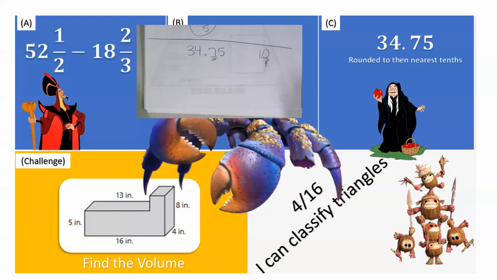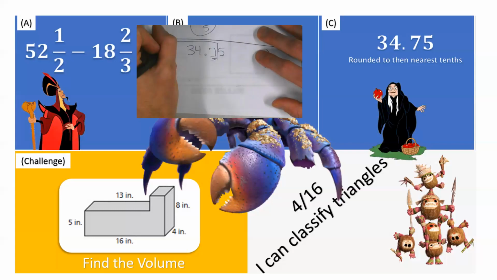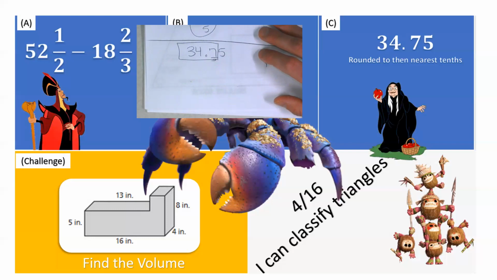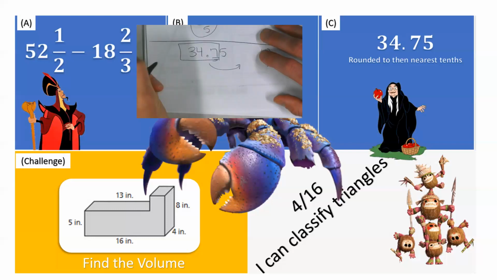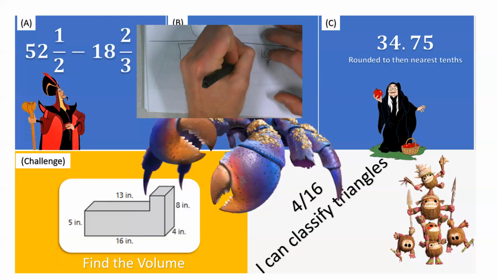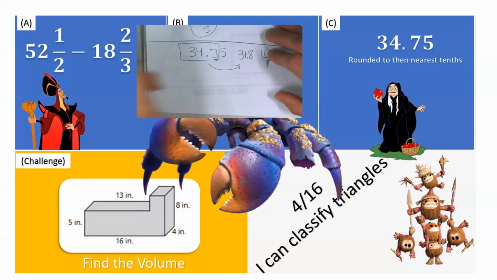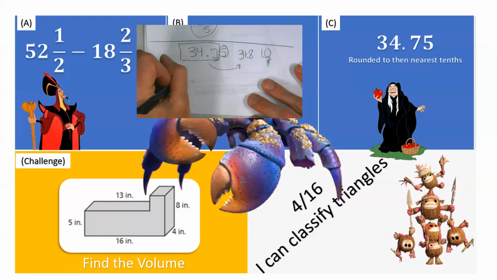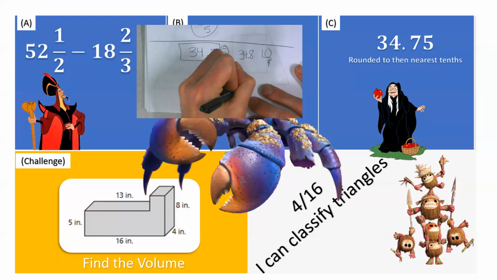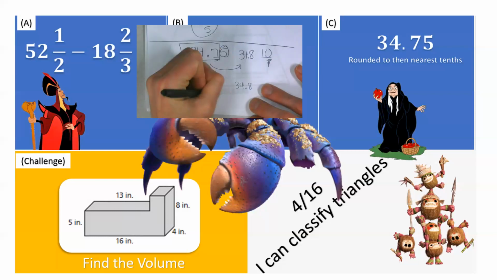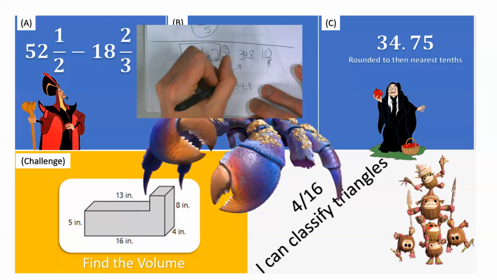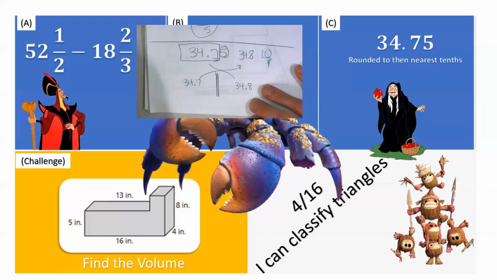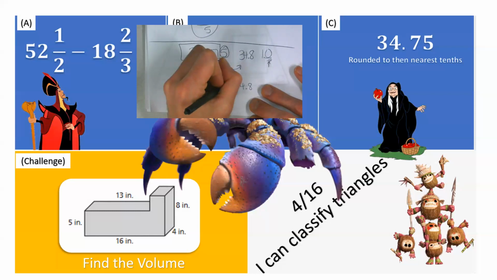So if we round it to the nearest tenth, that means nothing is allowed after. The question is, is it closer to 34.7 or is it closer to 34.8? Well, the first thing going away is a 5. If you were to draw like a mountain of 34.7 and 34.8, 34.75 is literally right in the middle of the two. And everyone always tells you, if it's right in the middle, you always round up.